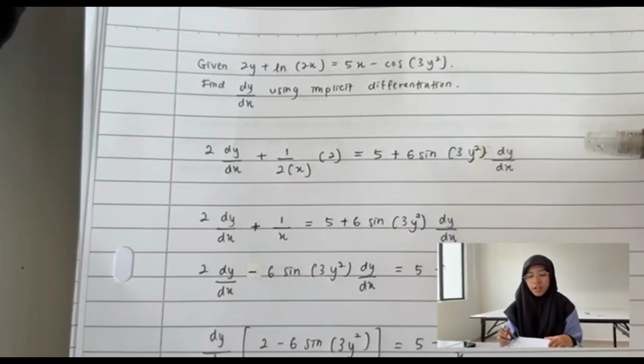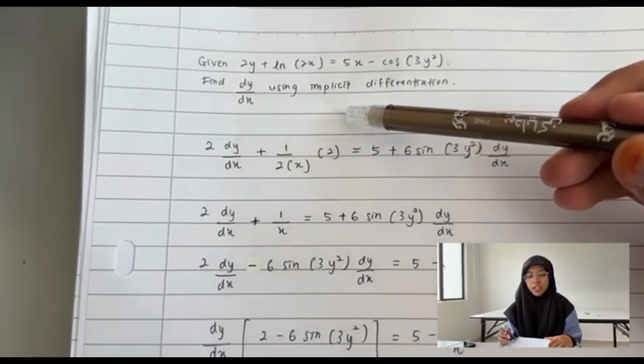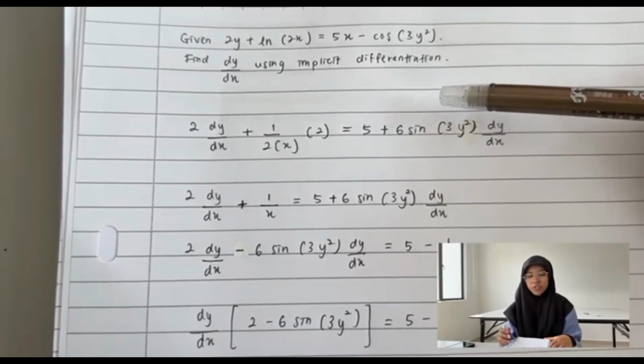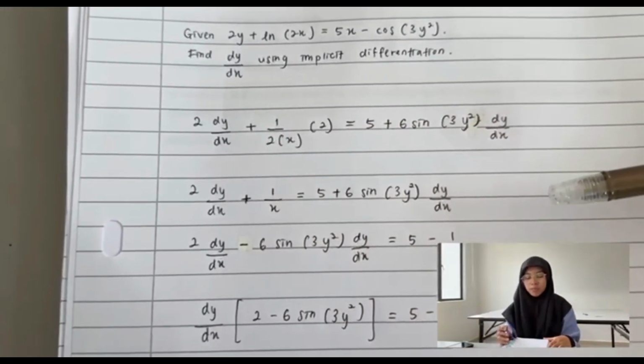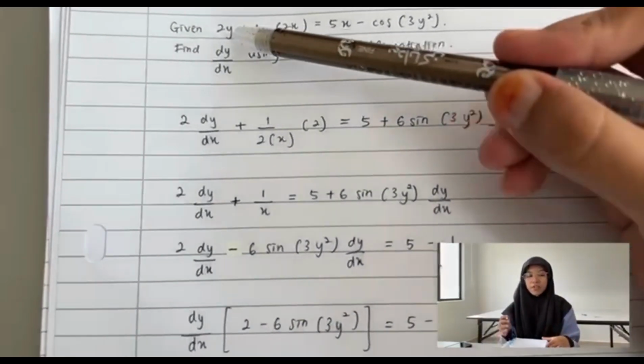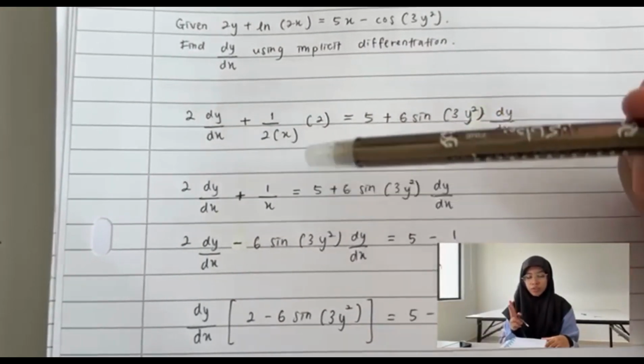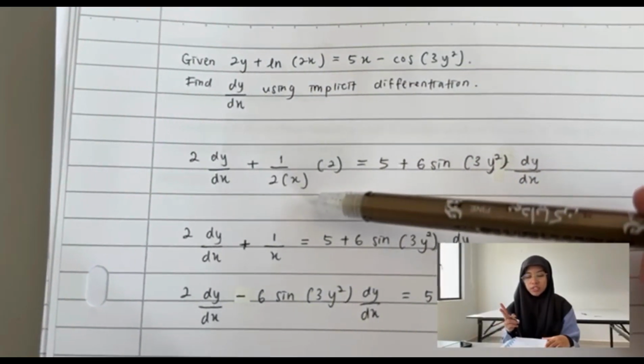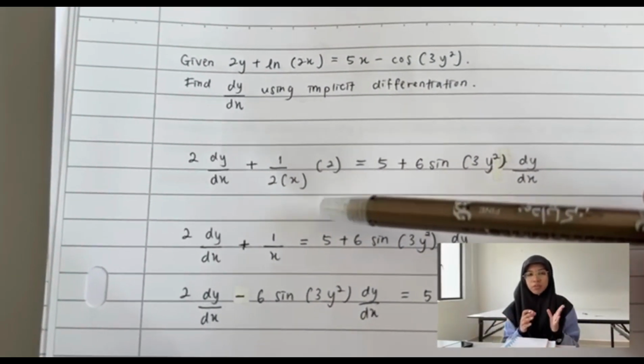I will explain how to solve a calculus problem using implicit differentiation. Question 3. Firstly, we need to differentiate both sides with respect to x. For example, from 2y it will be 2 dy over dx. For ln x we use the list of formulas, and the same goes for the right side.